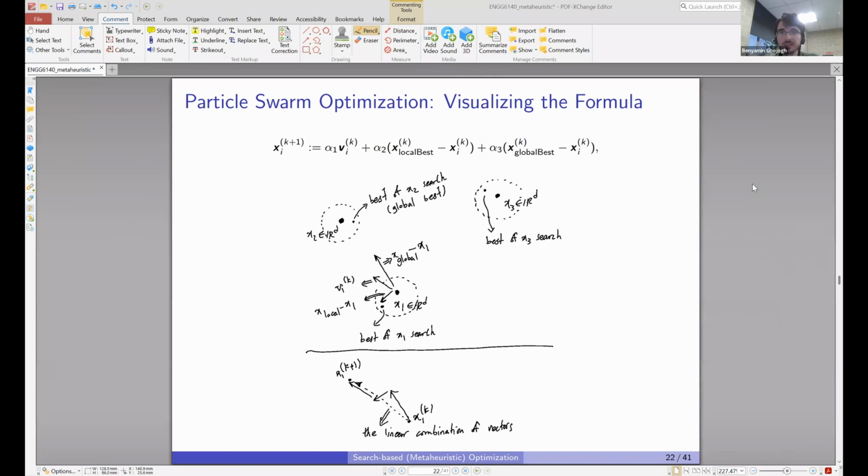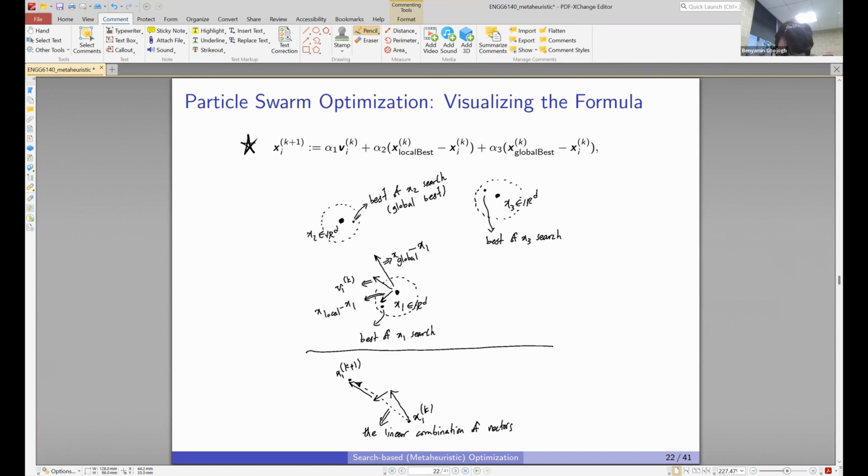In this example, I am visualizing the PSO. Assume I have 3 points, x1, x2 and x3. Here I'm visualizing the second variant that I've described, but it doesn't matter, the first variant is also similar. So assume we have local search around each point, x1, x2, x3, each of which is d-dimensional.